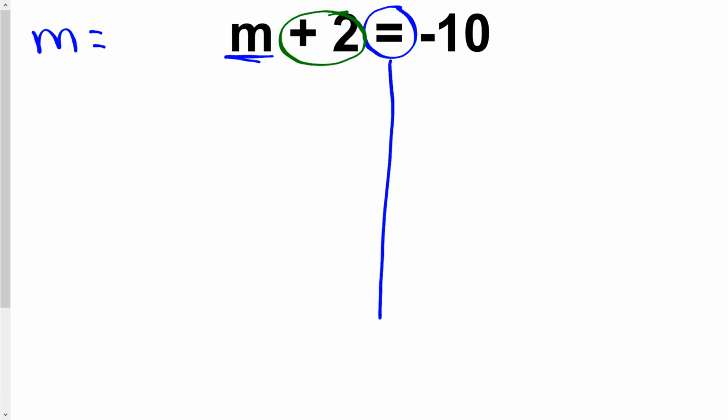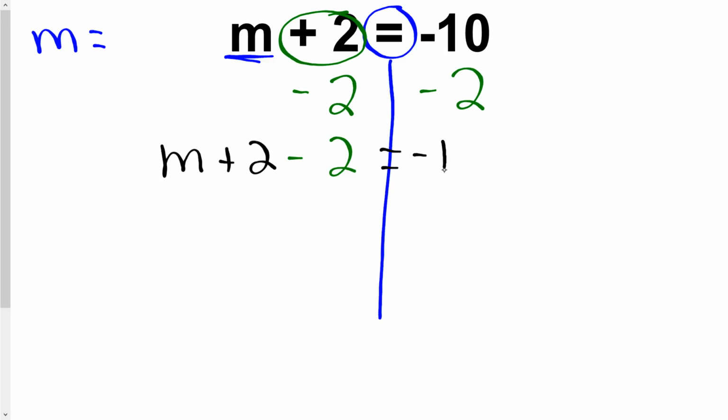How do you get rid of plus 2? Well, you get rid of plus 2 by subtracting 2, the opposite. Subtract 2 off both sides. So what that's going to leave me with is m plus 2 minus 2 on the left-hand side equals negative 10 minus 2.